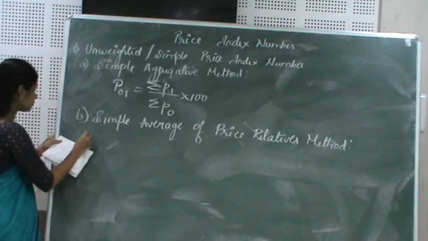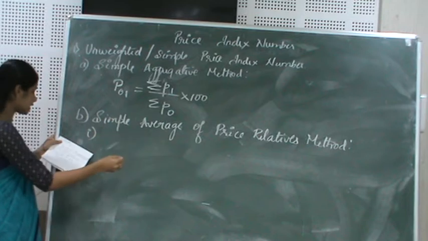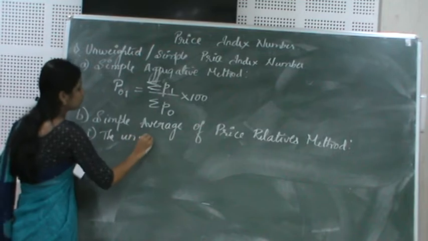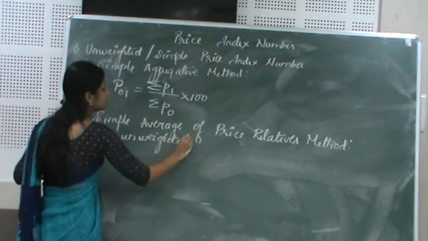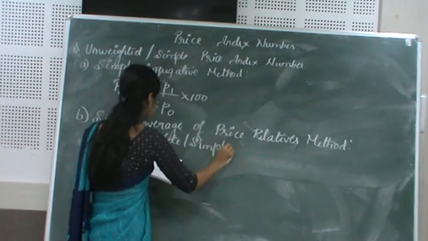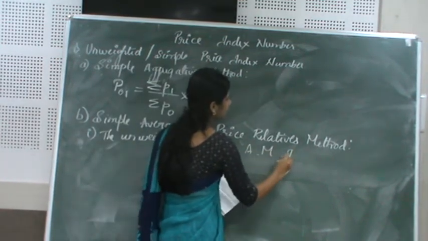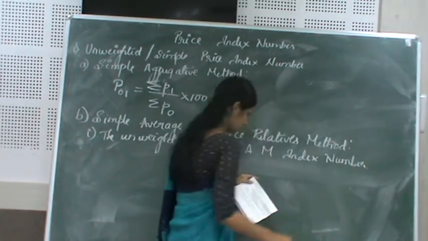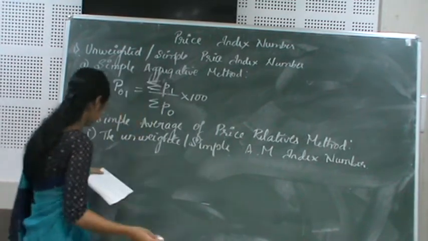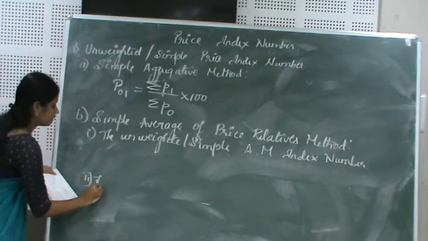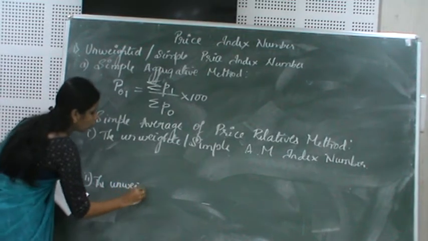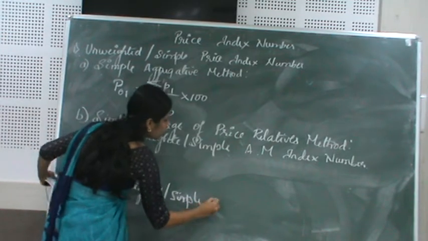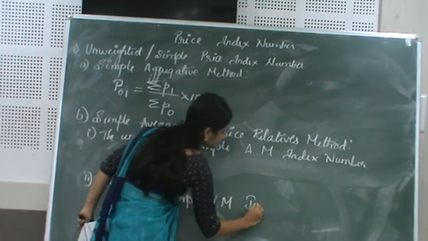So in the simple average of price relatives there are two methods. The first method is the unweighted or simple arithmetic mean index number. And the second method is the unweighted or simple geometric mean index number.